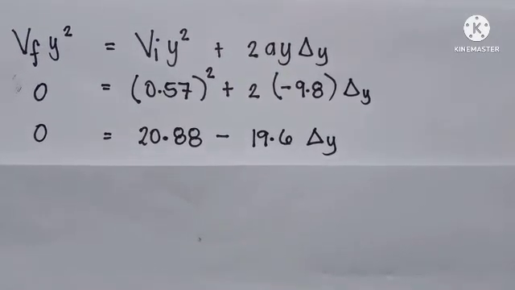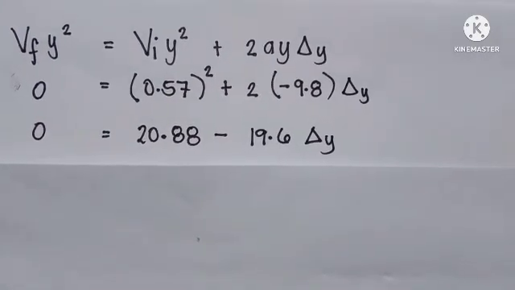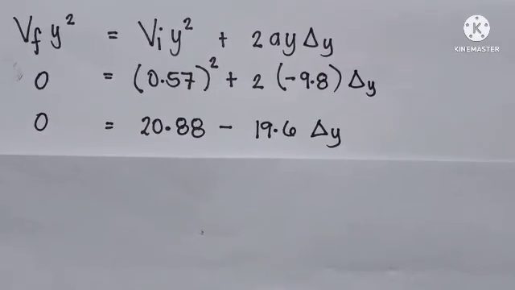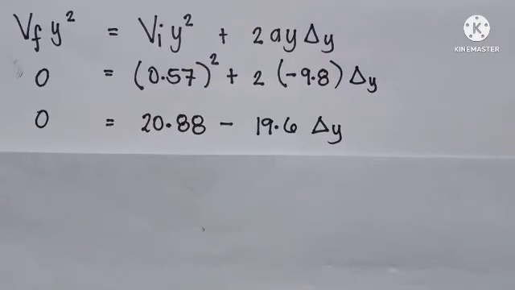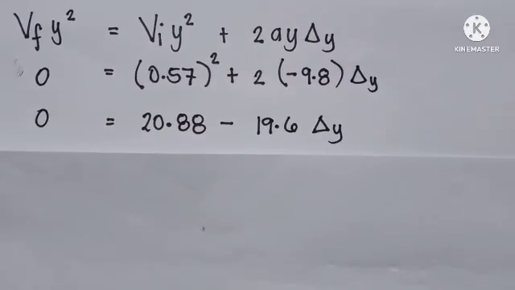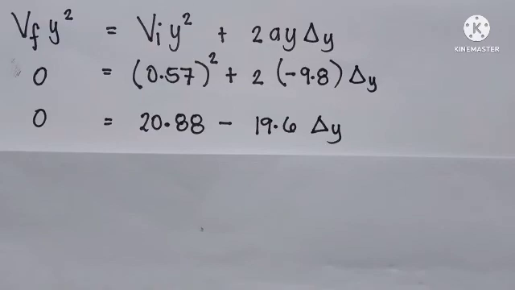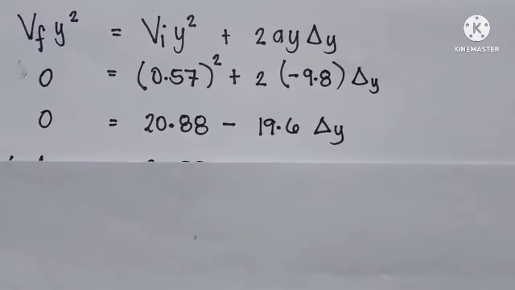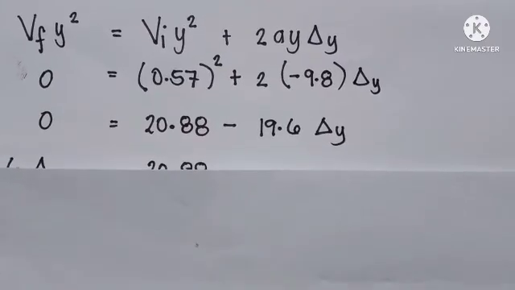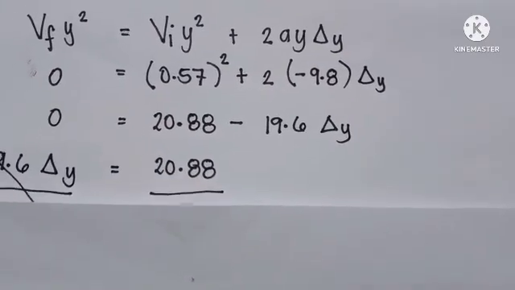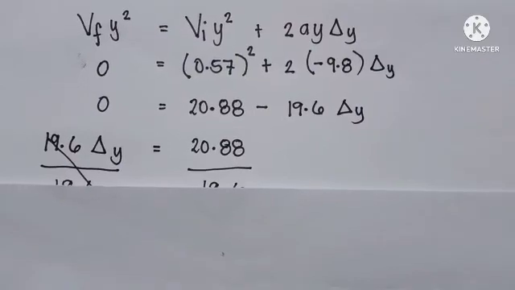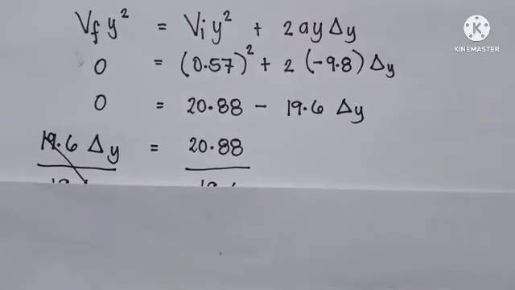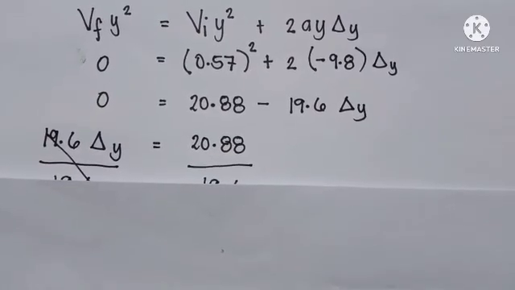So copy 0 is equal to 4.57 squared, which is 20.88. 2 times negative 9.8, the answer is negative 19.6 delta y. Next, we will transpose negative 19.6 delta y to the left side. So it will become positive 19.6 delta y is equal to 20.88.